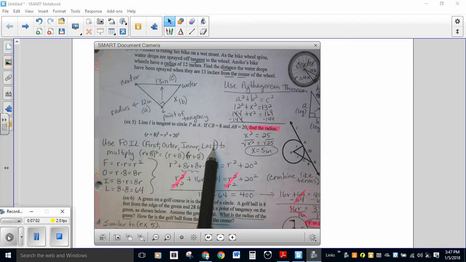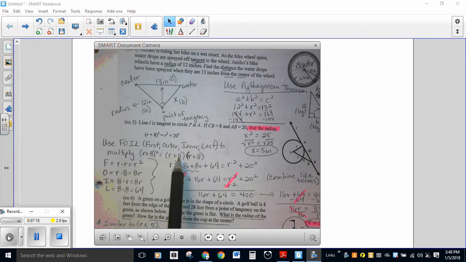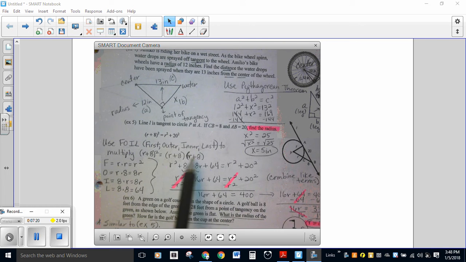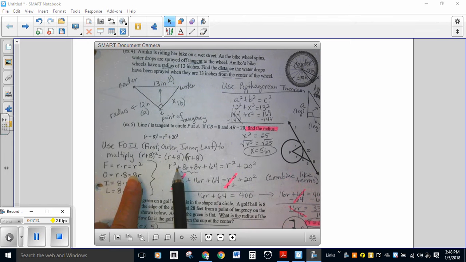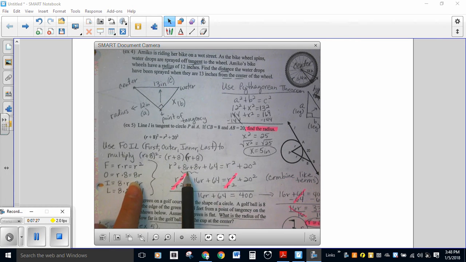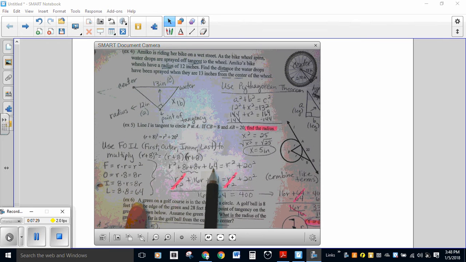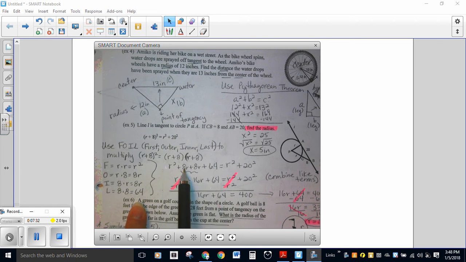So I multiply the first ones, so that's r times r, which is r squared. Then I multiply the outer numbers, r times 8, we get 8r. Then the inner numbers, 8 times r, which is 8r. And then the last numbers, 8 times 8, which is 64. So I'll write them down since both of these were all positive. R squared plus 8r plus 8r plus 64. Then I combine like terms. Since both these have the letter r, 8r plus 8r is 16r. I bring down the r squared, the 64, the r squared, and the 20 squared.